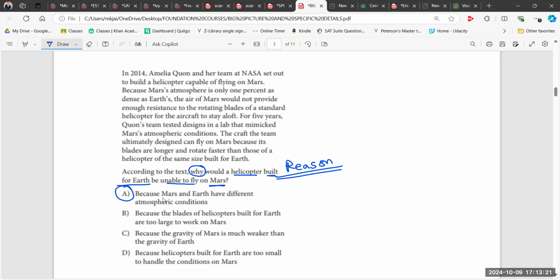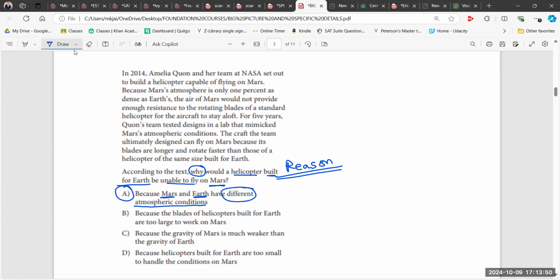So the reason is because Mars and Earth have different atmospheric conditions. The condition of the atmosphere on that planet is different from the conditions of the atmosphere on the other planet. Okay, where is your support? Mariam, Nada, Ziad, where is the support? Yalla, come on.